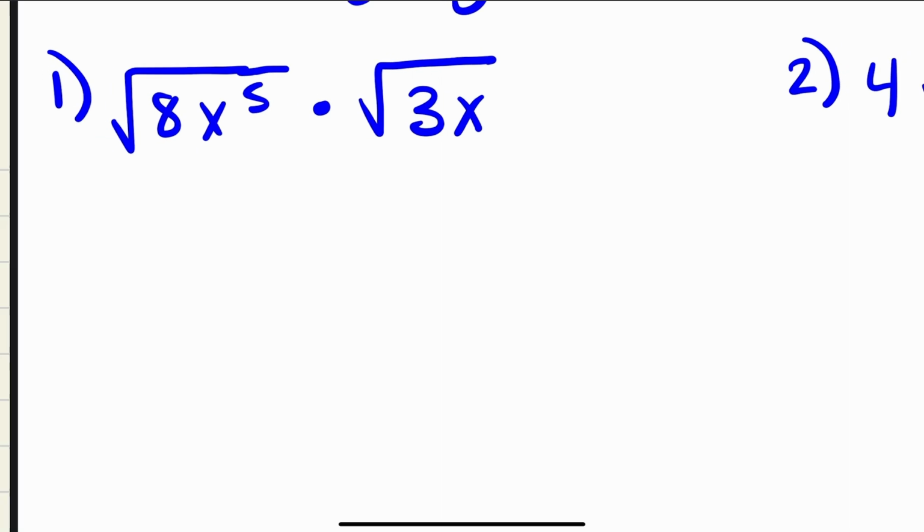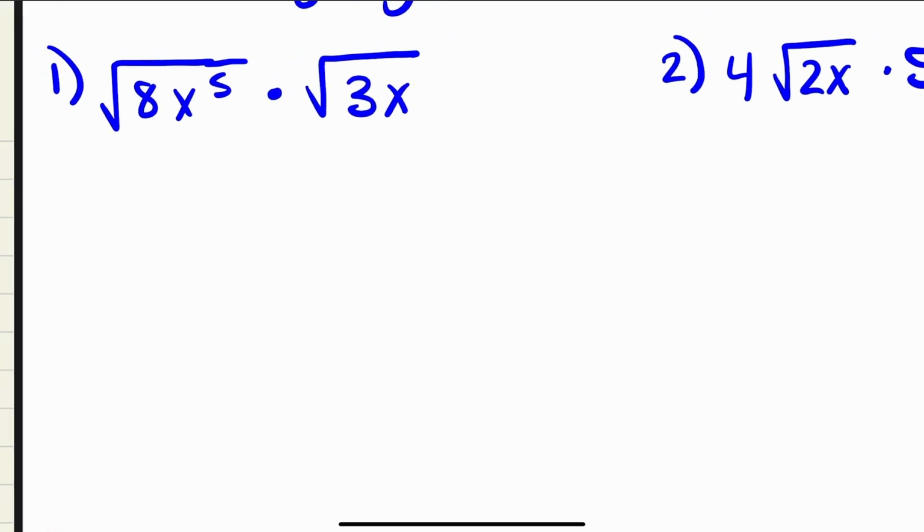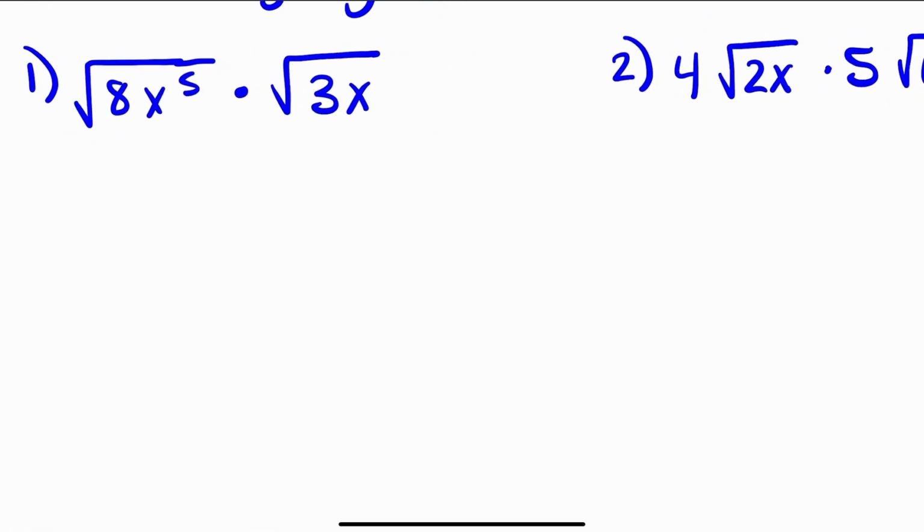Alright, so let's go to number 1 first. I have the square root of 8x to the 5th times the square root of 3x. So when you're doing these problems, the first thing you need to check is that their index is the same. The index is the little number that sits right here. As you see, there is no number here, which means there's an invisible 2. So these are both square roots. So that means we can multiply whatever numbers are inside the radical.